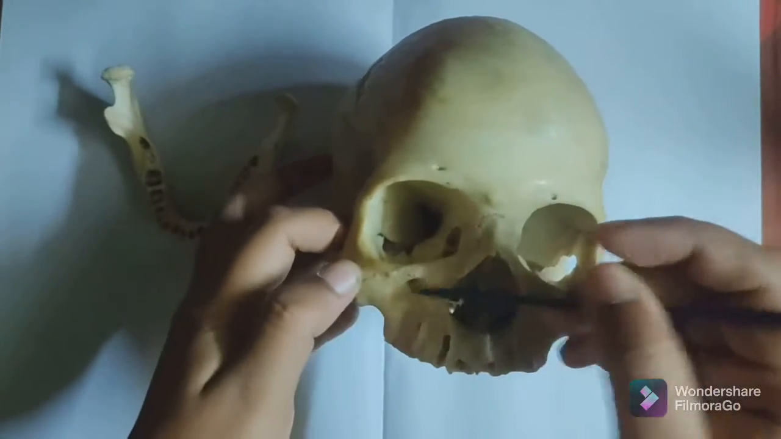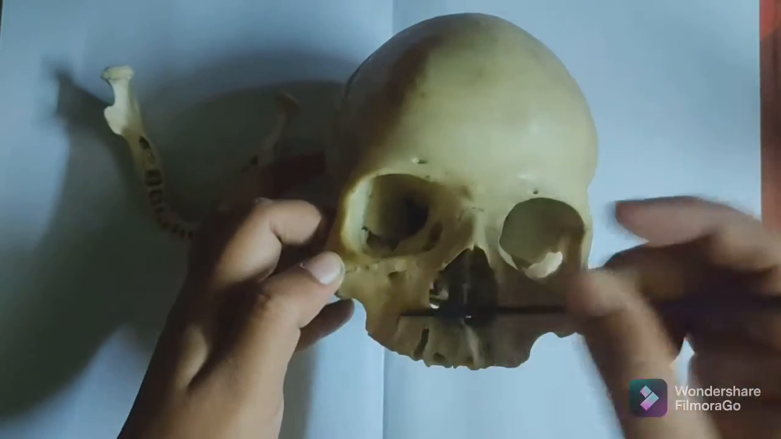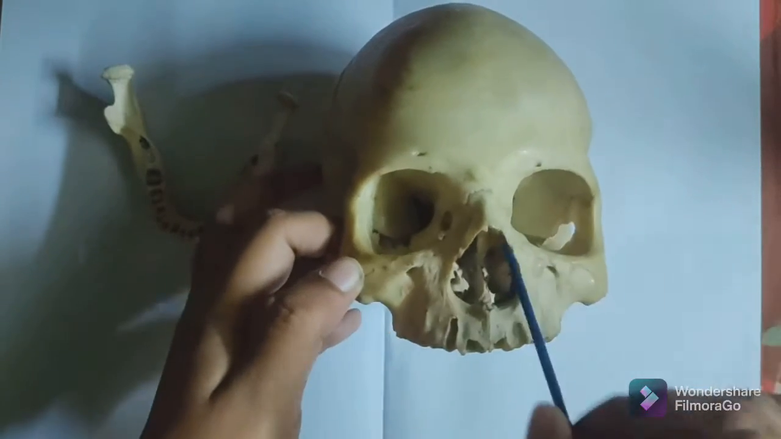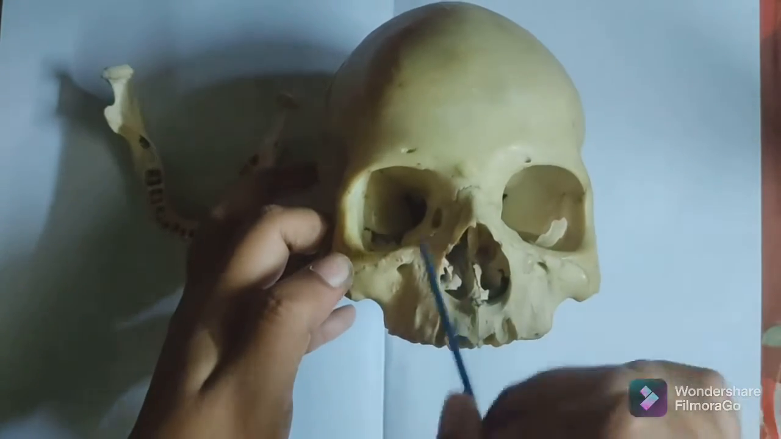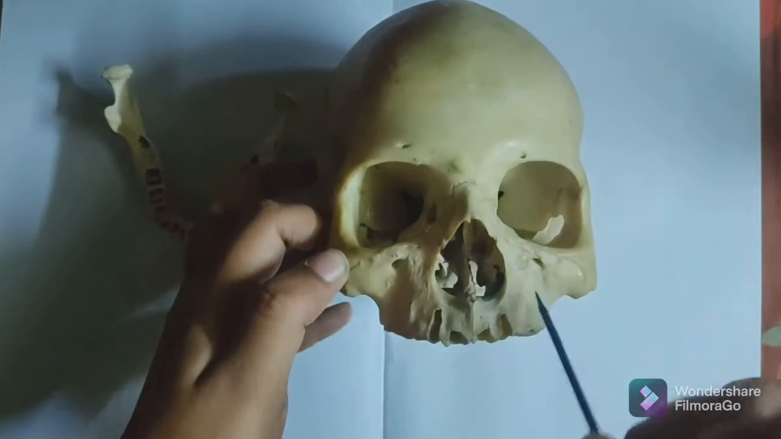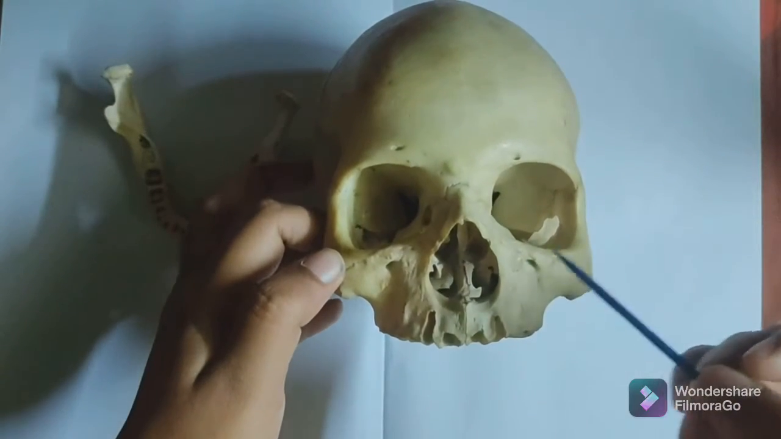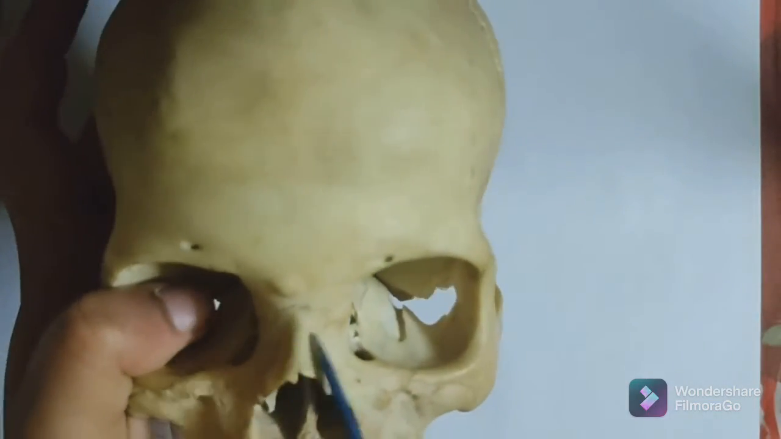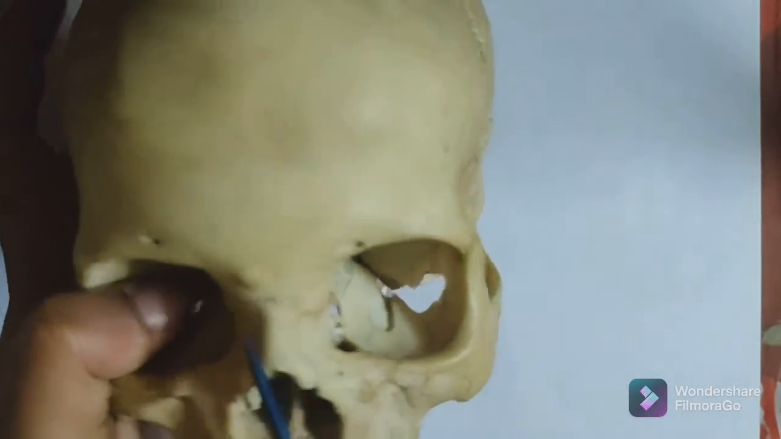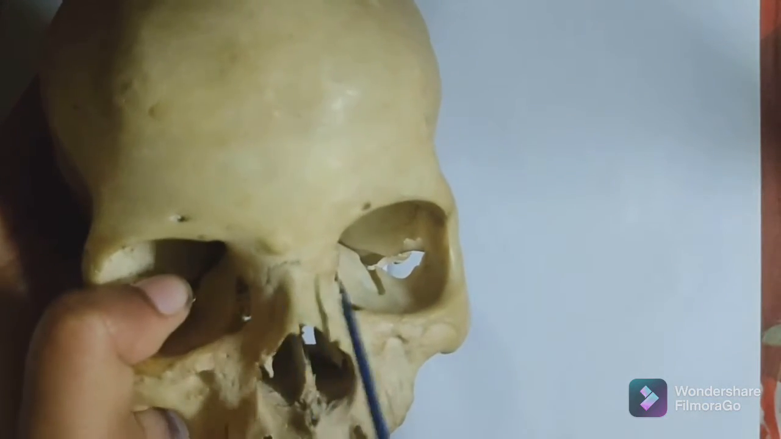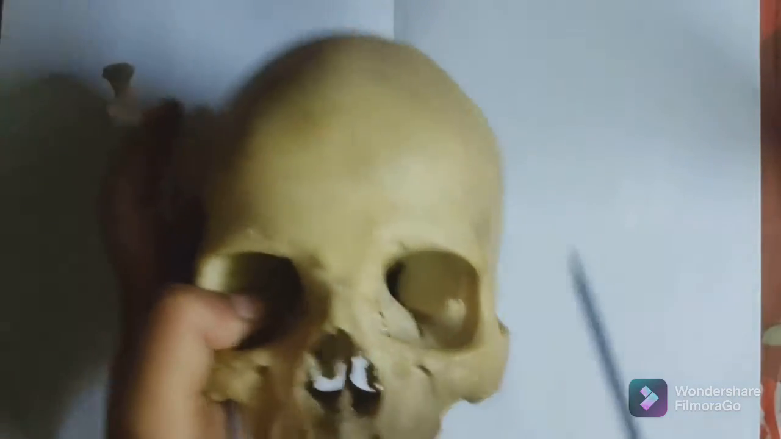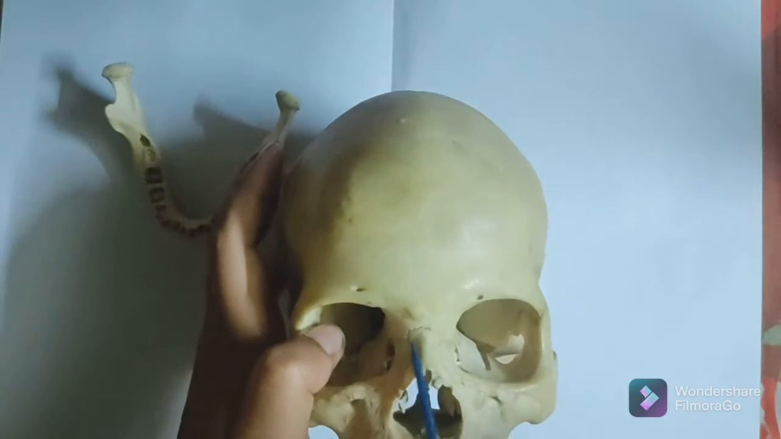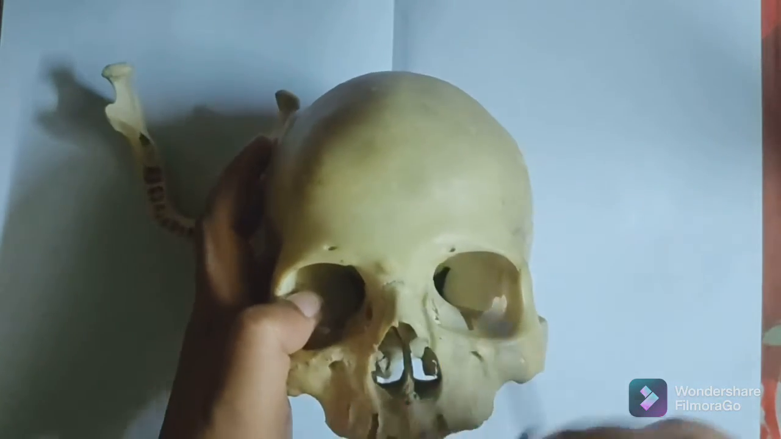Now the right and left maxilla form the upper jaw. These are a pair of maxillary bones. Now coming to the nasal bones. You can see here they are thin papery bones between the two orbits. These are called the nasal bones. The right and left nasal bones form the bridge of the nose.